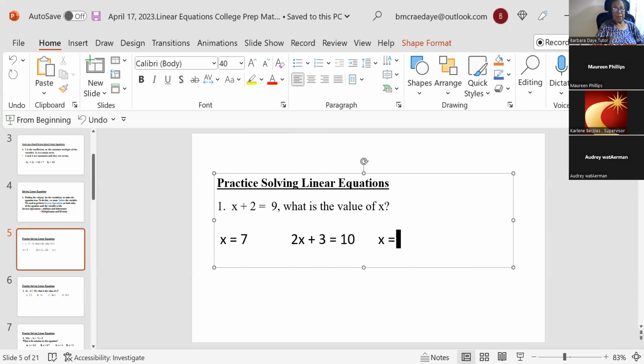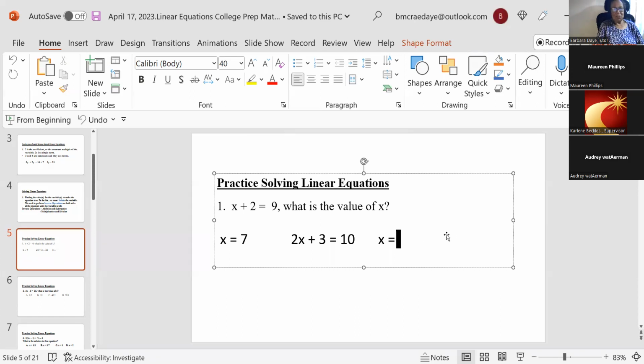1. 2 times 1 is what? It's 2. What's 2 plus 3? It's 5. That's not 10. x was 1, right? If 2x plus 3 is equal to 10, x can't be 1, Audrey, because if I substitute a 1 here, 2 times 1 is 2, and 2 plus 3 would be 5.